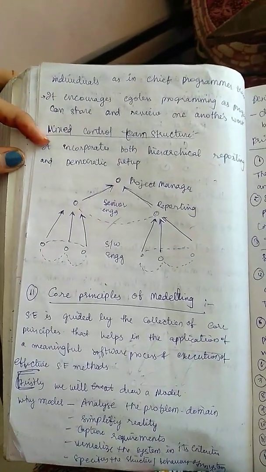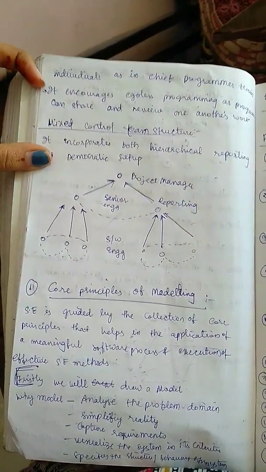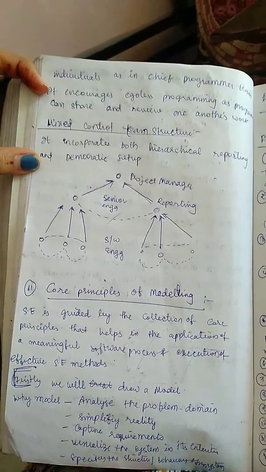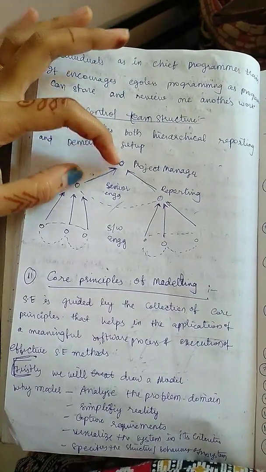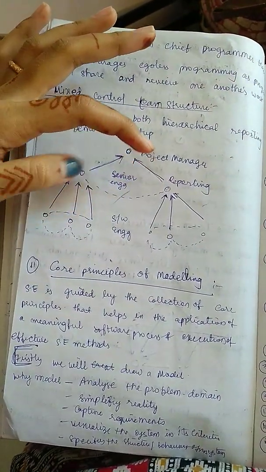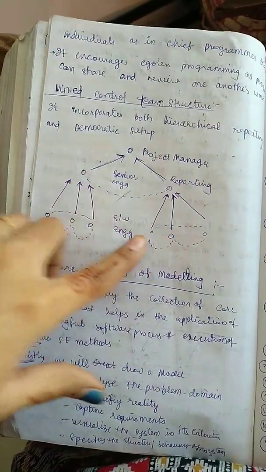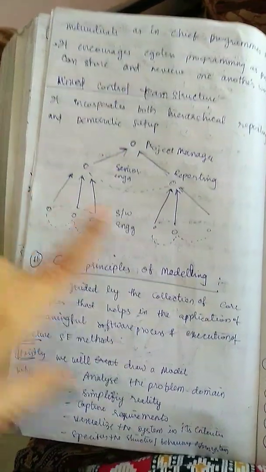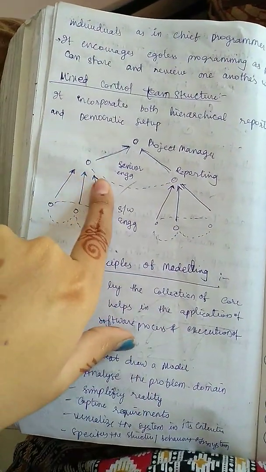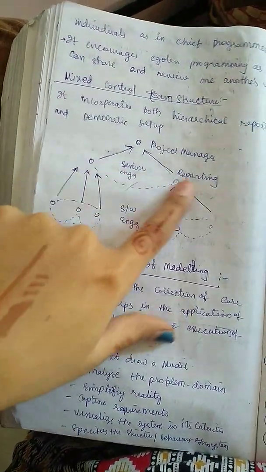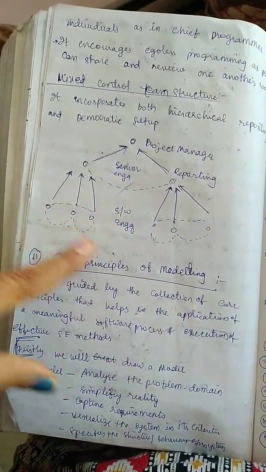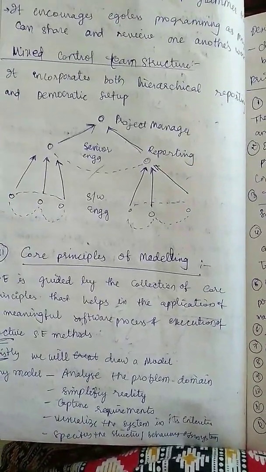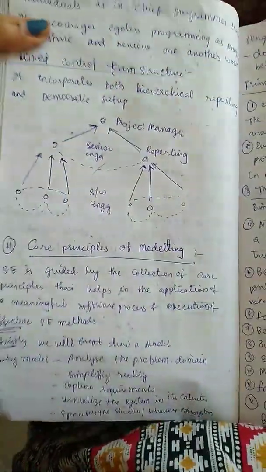What is a mixed control team? It incorporates both hierarchical reporting and a democratic setup. If you take the project manager, there will be the senior engineers and a reporting team. The reporting team will have team members, and here also team members. The senior engineer will move from the reporting team to the team members. Like the main persons just assign the tasks and then check whether they are done or not.